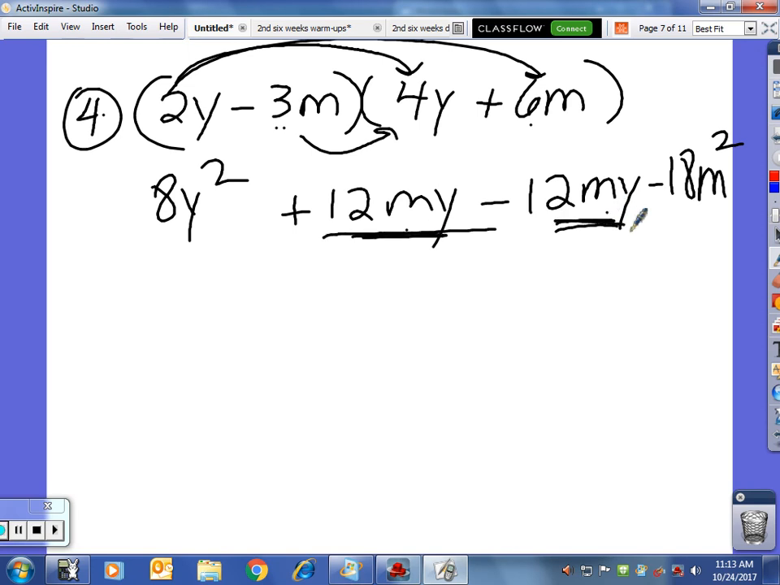And it just so happened, I didn't mean for this to happen, I made it up. But what happens to these? They canceled out. They won't always cancel out. So it's 8y squared minus 18m squared.